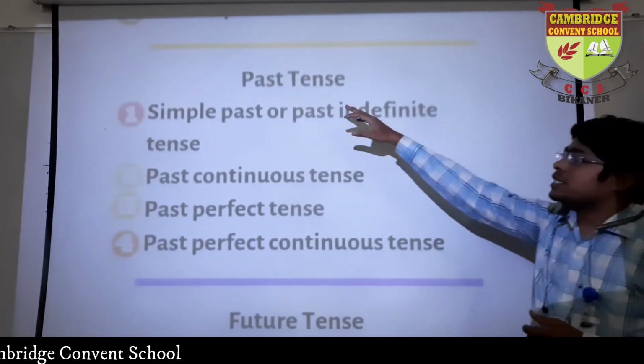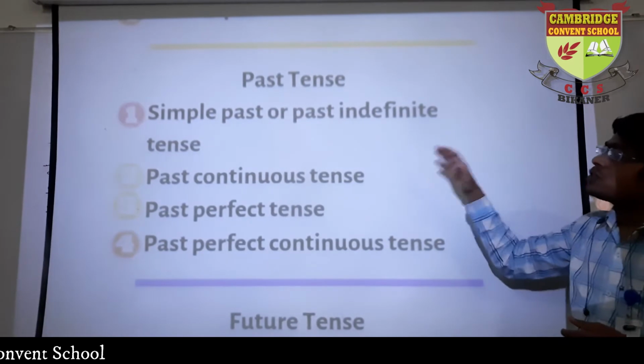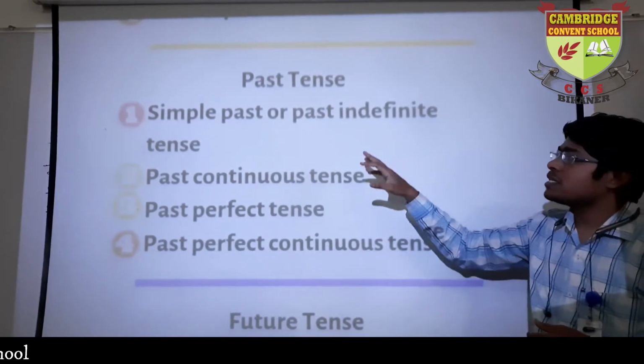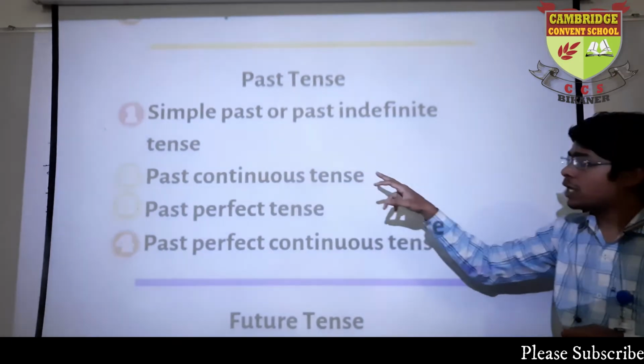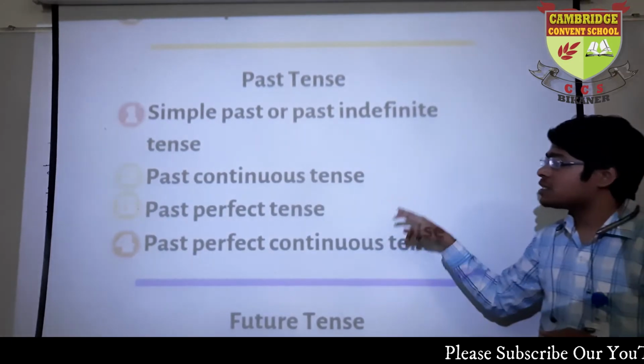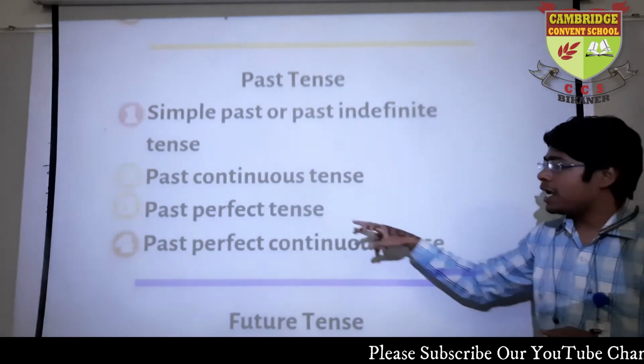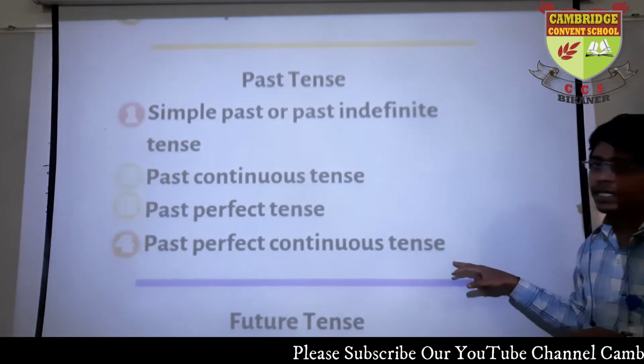Look at the past tense. Past tense also has 4 types, same as present: simple past or past indefinite tense, past continuous tense, past perfect tense, and past perfect continuous tense.